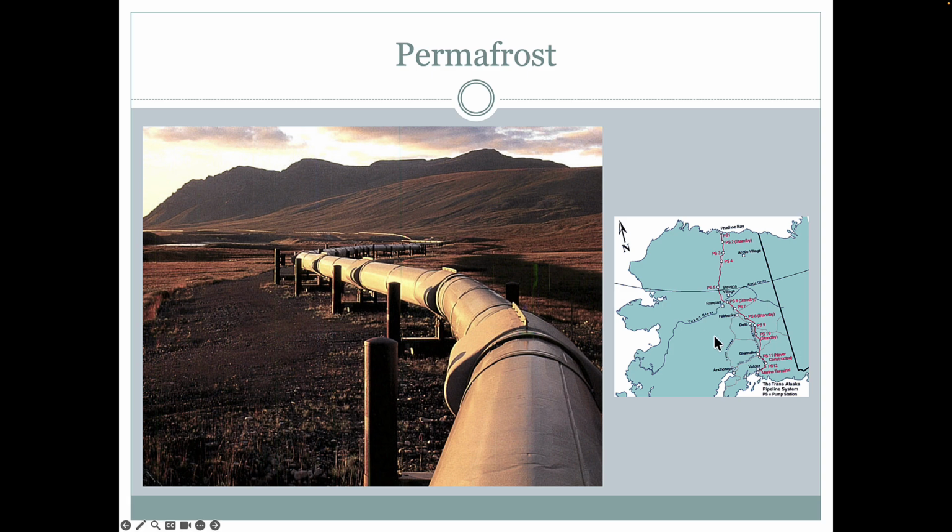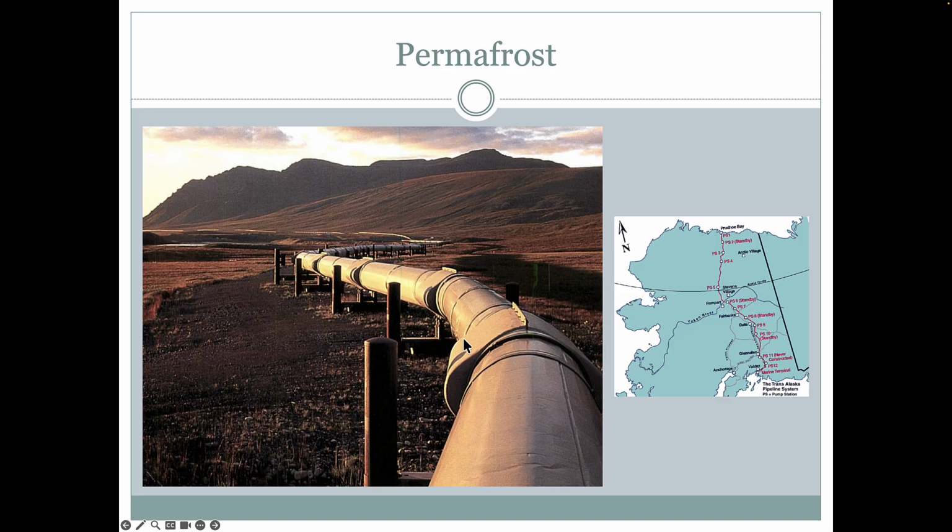Trans-Alaskan Pipeline System. A lot of oil was found in Prudhoe Bay on the north shore of Alaska, and there was a huge engineering effort back in the mid-1970s to build a pipeline all the way from Prudhoe Bay down to Valdez, Alaska, so it could be put on tankers and the oil could be moved out.